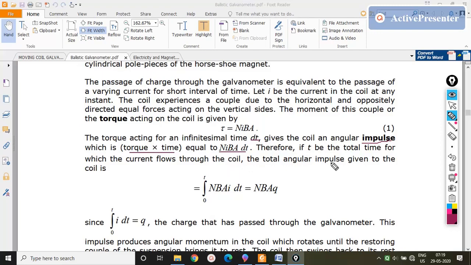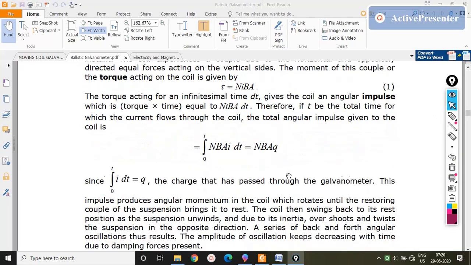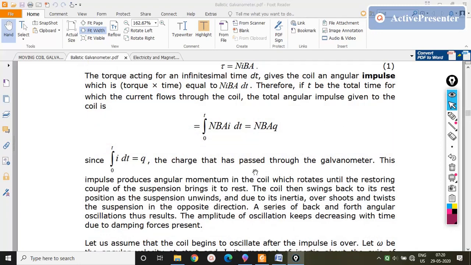Suppose t is the total time for which current flows through the coil. Because it is transient, it flows over a time interval 0 to t. So the total angular impulse, if you want to calculate, simply integrate 0 to t of NBI dt. The integration of I dt over the interval 0 to t will give you charge. So Q is the total charge which has flown over the interval 0 to t. Okay, simple. So the explanation is already there.